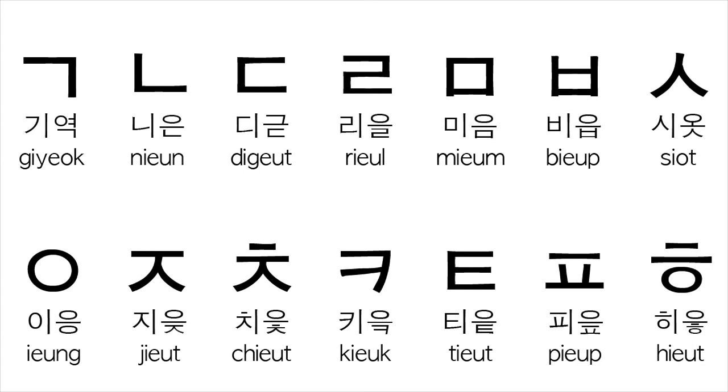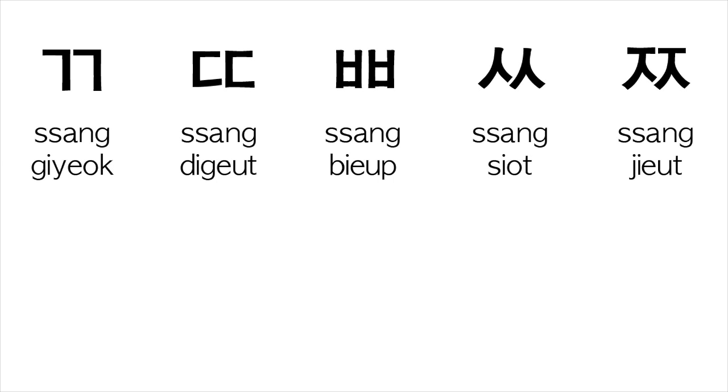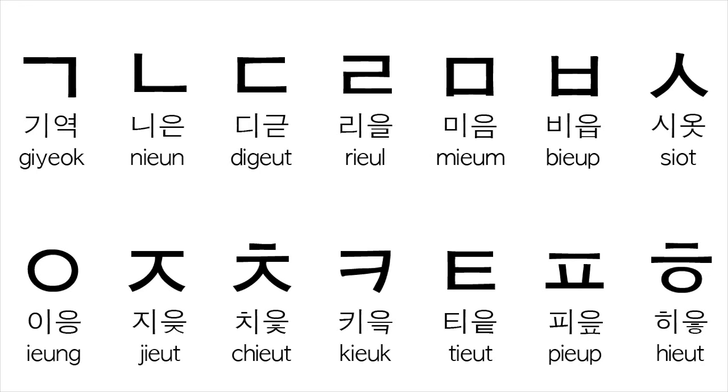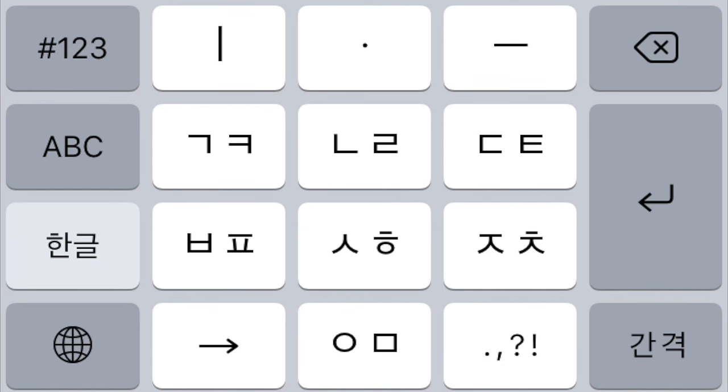So now you basically learned all the 14 consonants and the 5 special double consonants in the Korean alphabet. There is a kind of an easy way to remember the sounds of the characters, other than remembering names, of course. For this, I'm gonna take the Korean keyboard as an example, and this is gonna get really interesting.